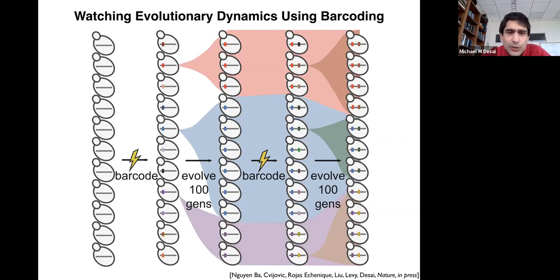So basically, you introduce DNA barcodes, you allow the evolution to take place, and then you subdivide the lineages by adding additional barcodes immediately downstream of the previous one. And you can subdivide each of these lineages into sublineages and track their dynamics forward, and then subdivide again and again and again as the population evolves.